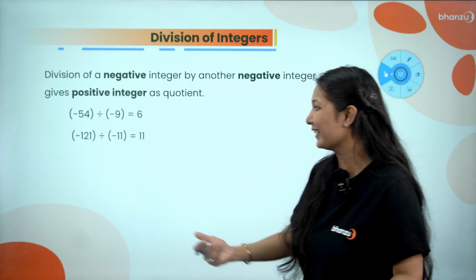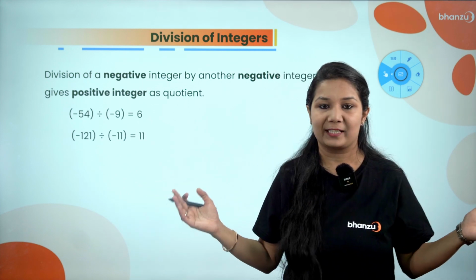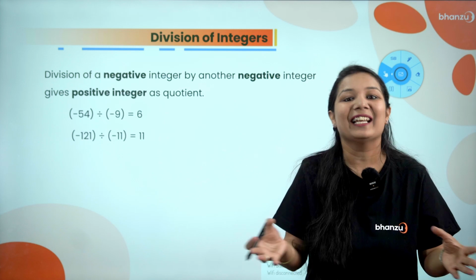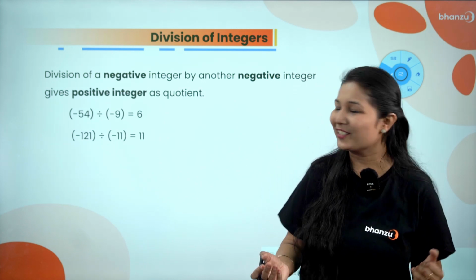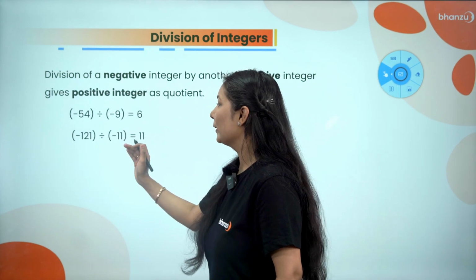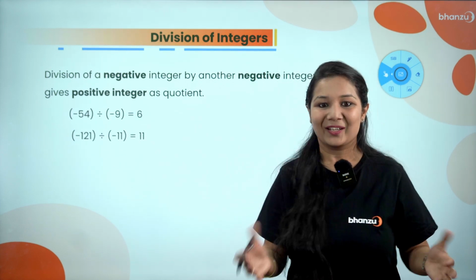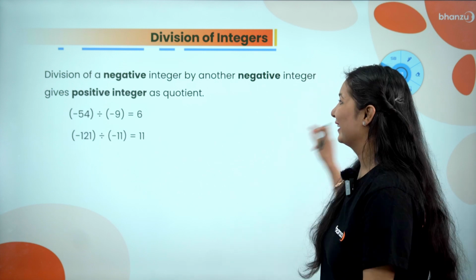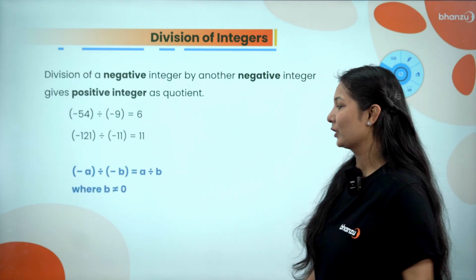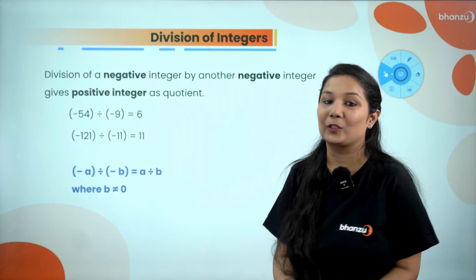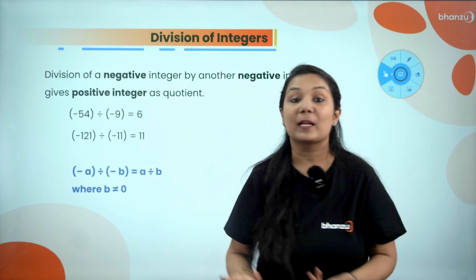Or let's see the second example. There can be n number of examples like this, right? You can try out with your favorite integers, like how I keep telling you in my sessions. So minus 121 divided by minus 11 would give you plus 11. Got it? Yes? Amazing. So the generalized statement for this would be minus a divided by minus b is equal to plus a divided by plus b.